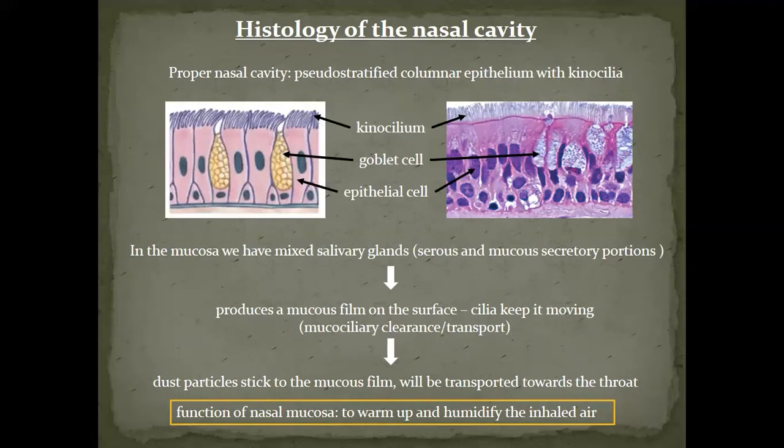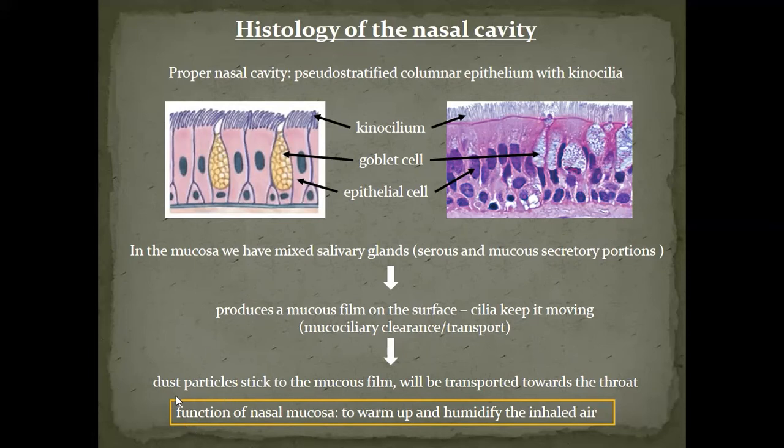And this is important for the protection. In this mucus film, dust particles or any other foreign particles get stuck, and the movement of the kinocilia will move this layer outwards, towards the throat, towards the outer world. Okay, and this is why it's important in the protection of the respiratory system.